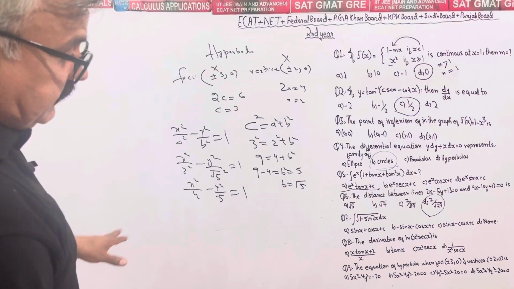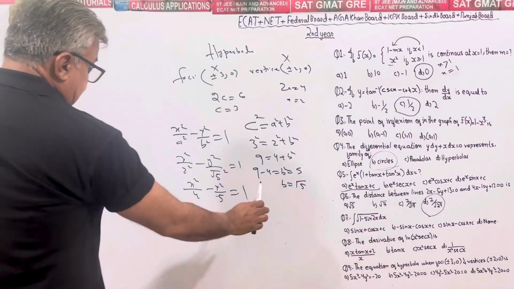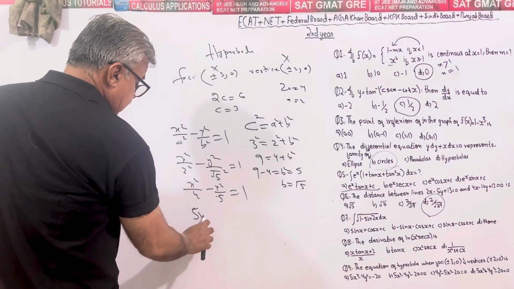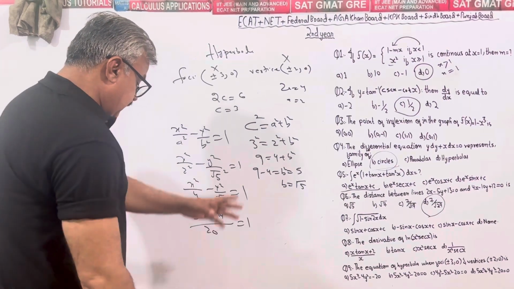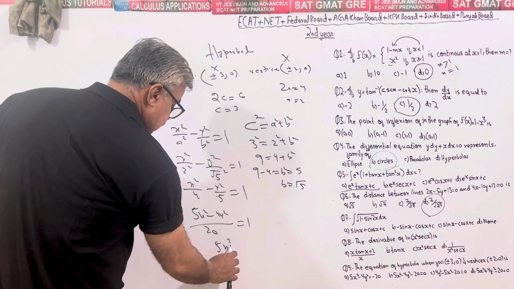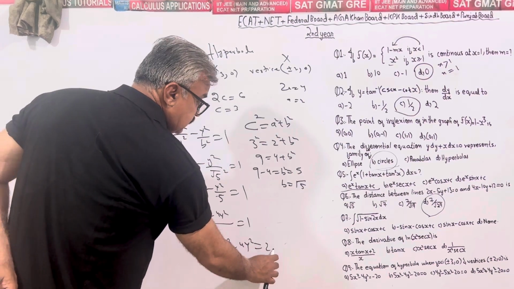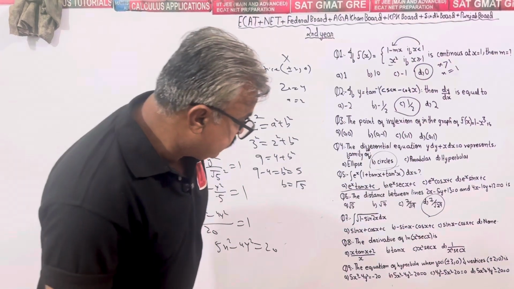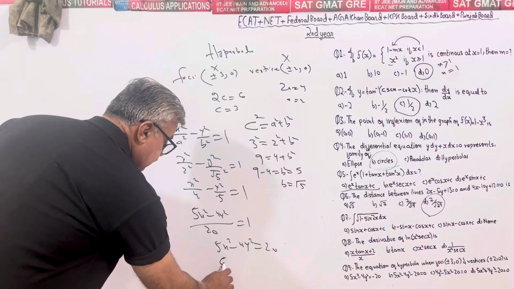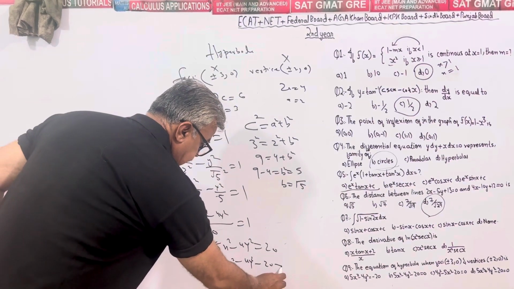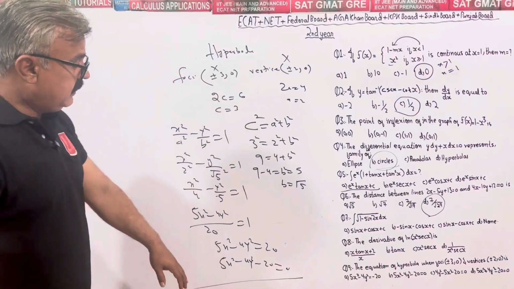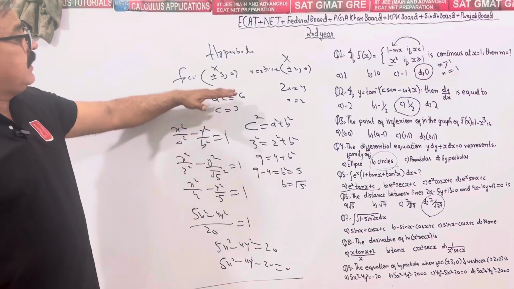The answer has been written in a normal form. Take LCM and manage them. (5x square minus 4y square) over 20 is equal to 1, or shift 20 there. We have 5x square minus 4y square is equal to 20. Shift 20 here. That's our answer: 5x square minus 4y square minus 20 is equal to 0. That is the equation of hyperbola.